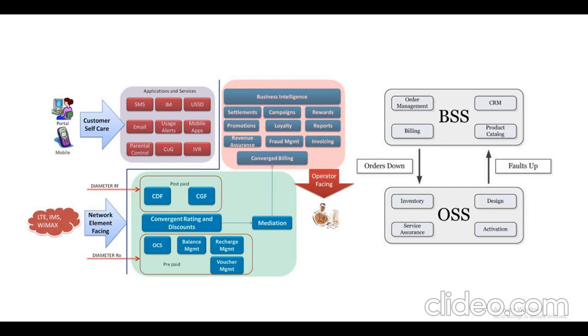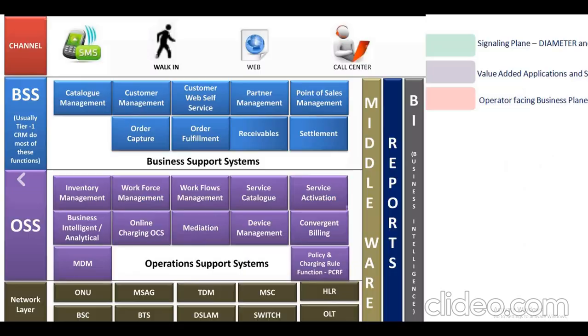Now we can see the BSS: order management and CRM, billing, product modeling. Then come the downstream systems like inventory, service assurance, and design. On a parameter basis, network element facing postpaid and prepaid services, convergence, rating and discounts, and mediation pass to the BSS systems like revenue assurance, fraud management, invoicing, and reports.